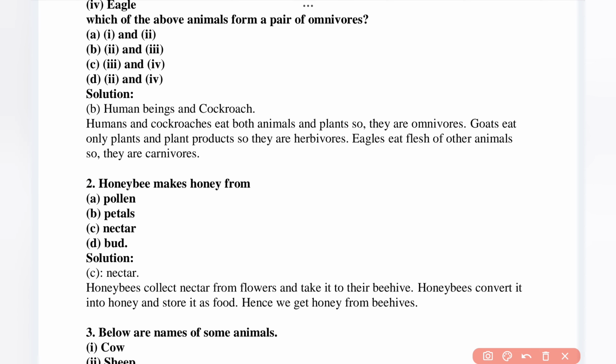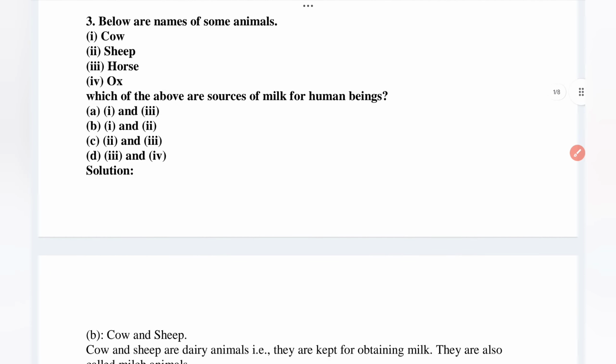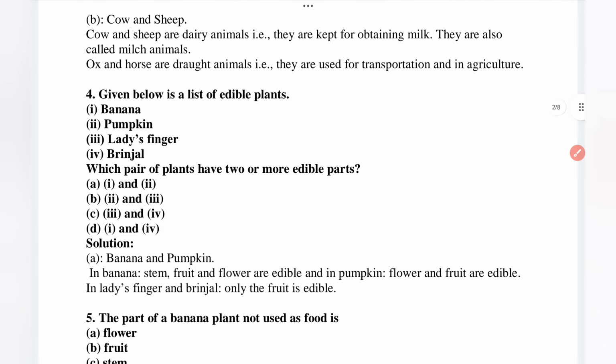Now after that you can see the third question. Below are the names of some animals: cow, sheep, horse, ox. Which of the above are the sources of milk for human beings? Let's see the answer of this one. You can see the answer is B, cow and sheep. And it is given here why it is important.